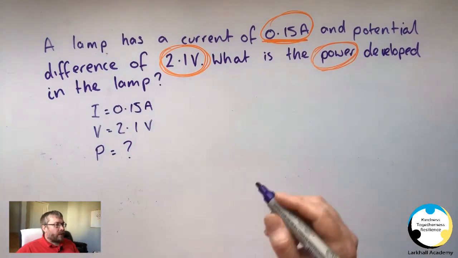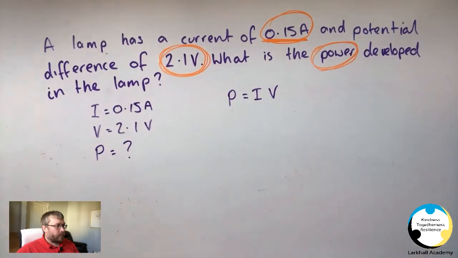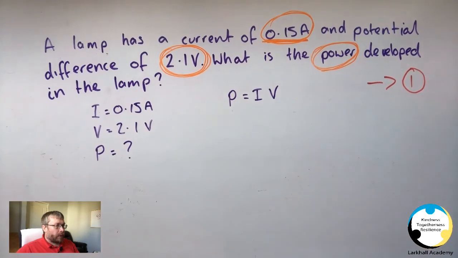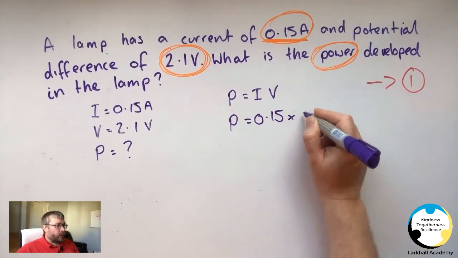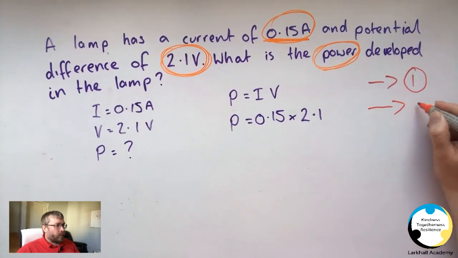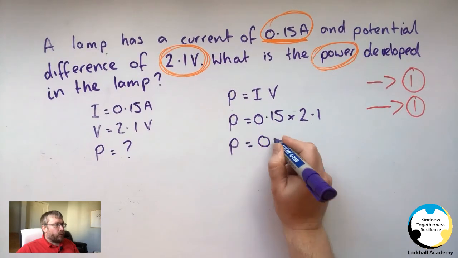So the next step is to write down our equation. If you've managed to write down your equation, remember you get yourself 1 mark. 1 mark out of 3, that is, remember. So next we need to substitute in our numbers. So power is equal to 0.15 times 2.1. Again, get yourself a mark if you've managed to do that. Nice and simple. 2 out of 3.